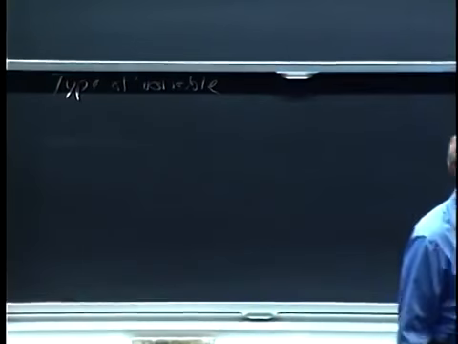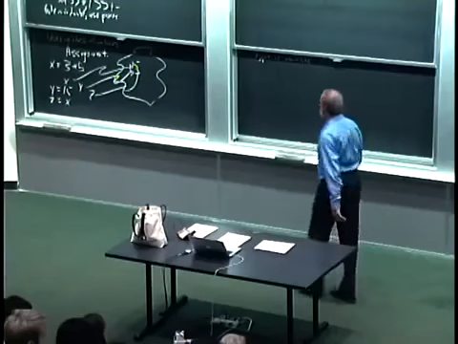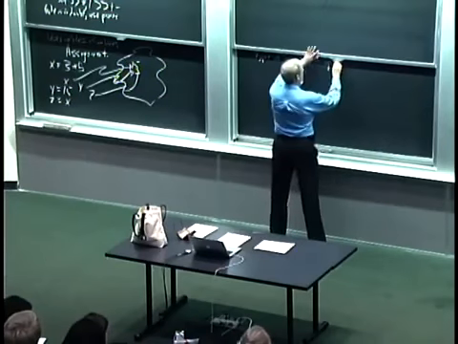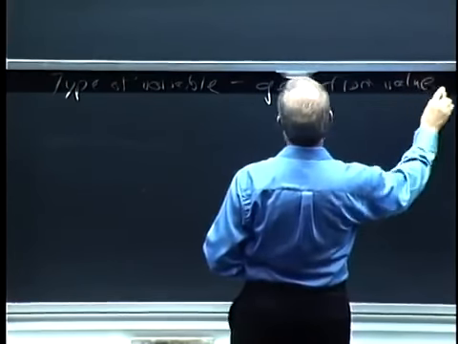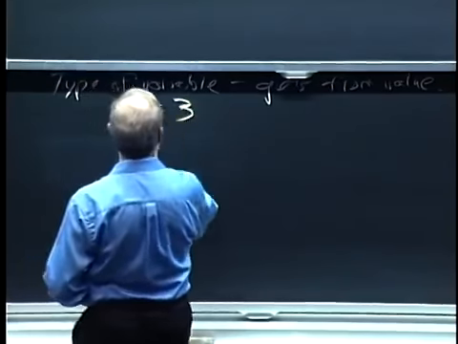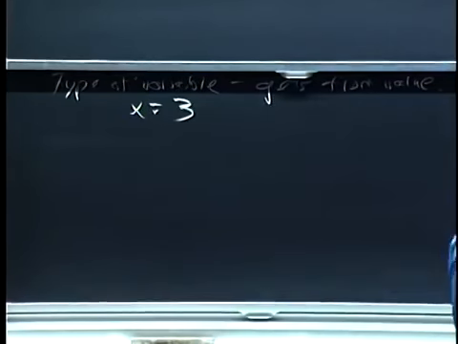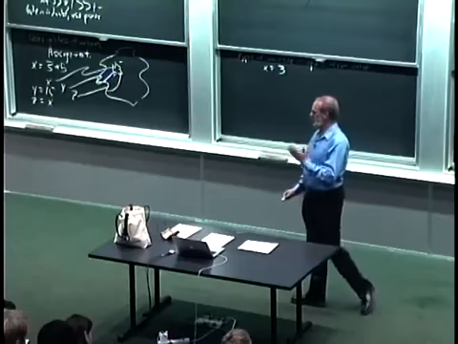And the answer is it inherits it from its value. Okay? So if somewhere in my code I have that assignment statement, x now is a variable whose value is an integer.